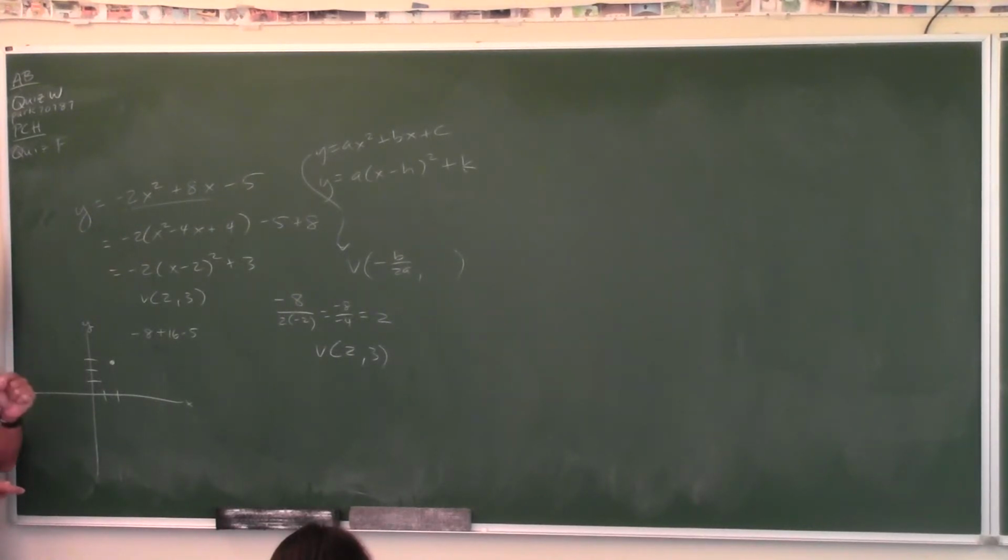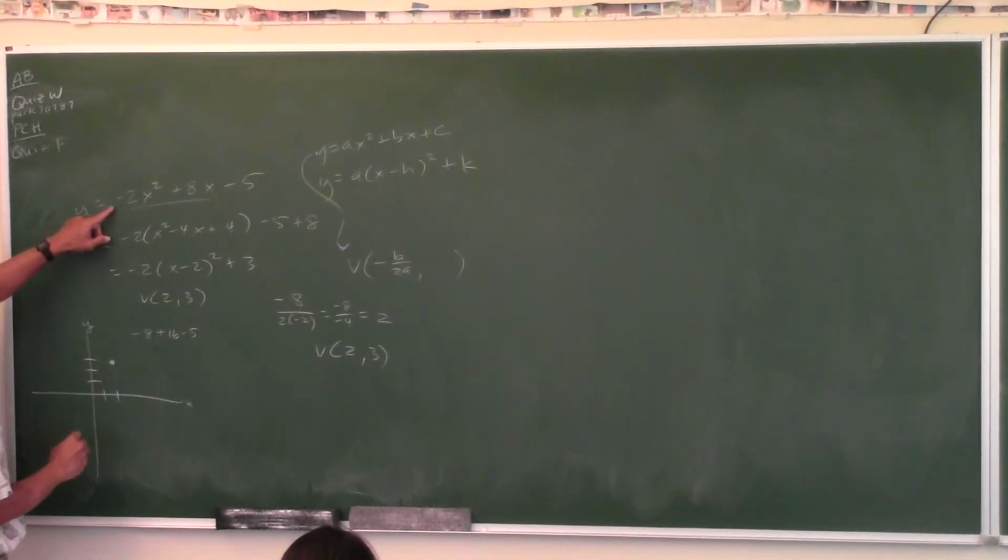However, if you change the scaling like this, what does that mean? That means on the y-axis, each hash mark is 4. Okay? So if you don't put anything, I assume each hash mark is 1, so you don't have to label. Okay, so (2, 3), and which way does the parabola open?